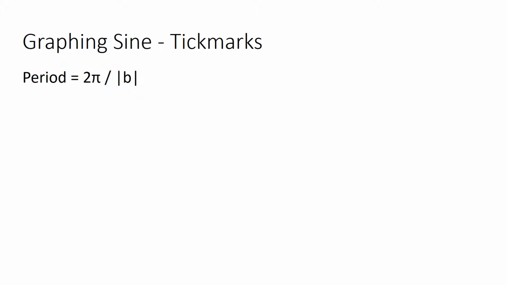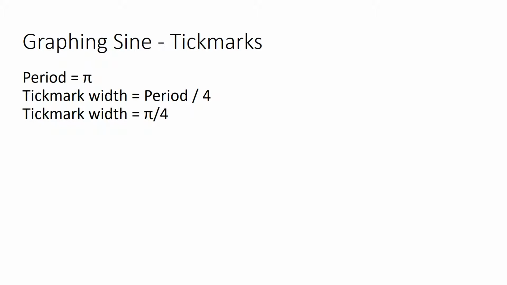Our period is just 2 pi over the absolute value of b. Our b is 2, so that means our period is pi. Pretty nice period, pi. And then we can find the tick marks from the period. For this, we use the equation period over 4 to find the width of the tick marks and what we want them to be. That is pi over 4, and that is how you simplify that.